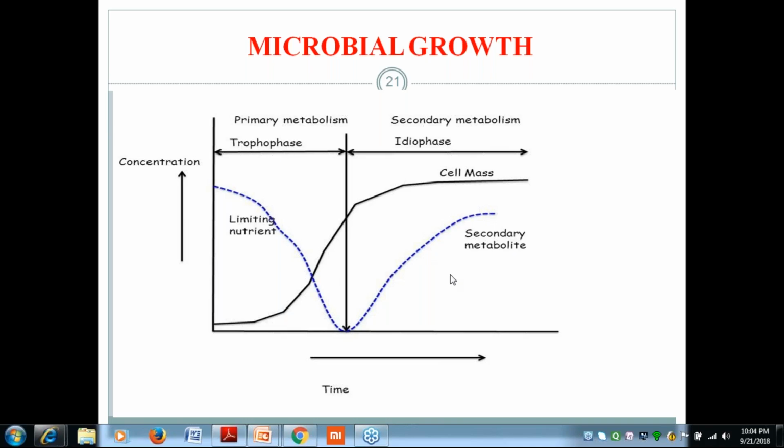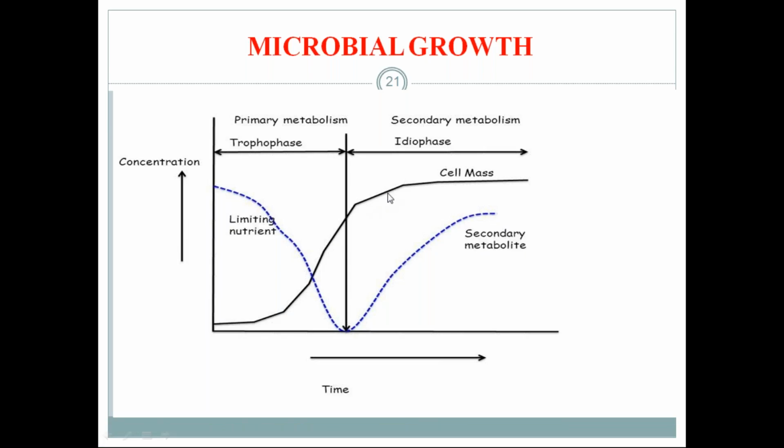Now in this, you can see the concentration against time. This is the green one. It's showing limiting nutrients up to this middle line. Afterwards, it's growing and it's showing secondary metabolite. The first one, black, is growing from bottom and going to the top, which indicates cell mass. At the top they indicate primary metabolism in the trophophase and secondary metabolism in the idiophase.